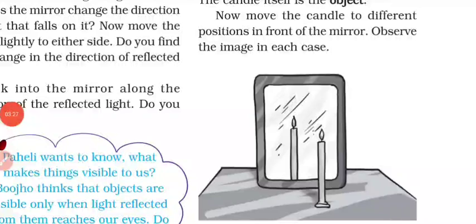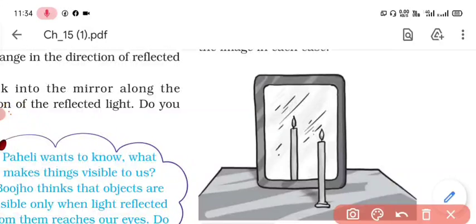Now again we have to take a mirror, and in front of the mirror we have to place a candle. We have to observe the candle in the mirror. Is it of the same size, or is it smaller or bigger? We can easily observe that it is of the same size. If it is 5 centimeters long, then it will also appear 5 centimeters long in the mirror. Whatever image is formed inside the mirror, that means here, this is the image of the candle.